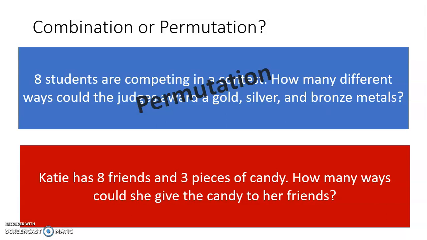So you may have guessed, based on that, the second question on the screen, the red one here, Katie giving candy to her friends. You have the same number of choices, 3 pieces of candy and 8 friends, but now it doesn't really matter who you give the candy to. So that is in fact a combination.